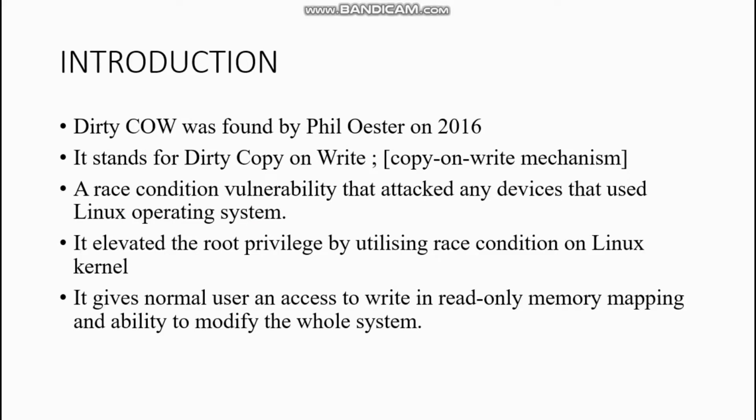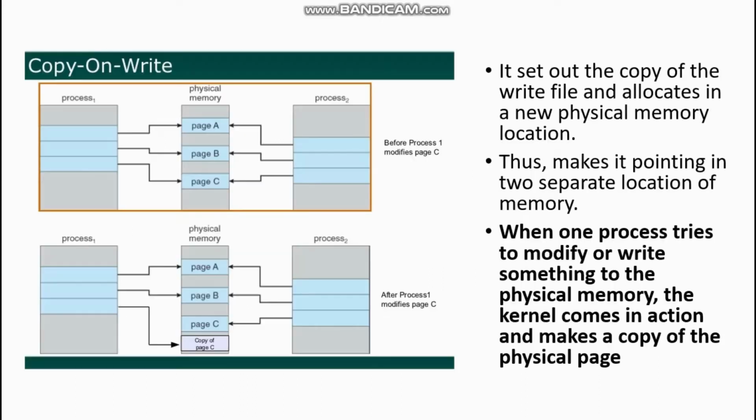So I'm going to introduce the Dirty COW. The Dirty COW was found by Phil Oester in 2016. It stands for Dirty Copy-On-Write, which comes from the copy-on-write mechanism. A race condition vulnerability is a security issue that affects any device that uses the Linux operating system. It elevates to root privilege by exploiting a race condition in the Linux kernel. It gives a normal user access to write to read-only memory mappings and the ability to modify the whole system.